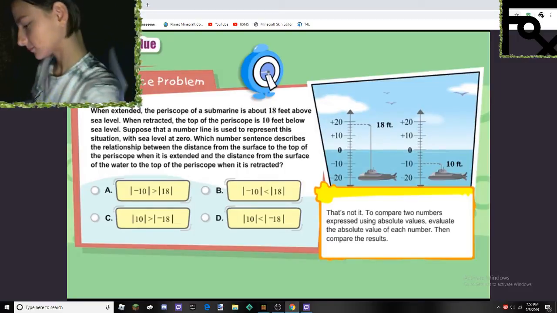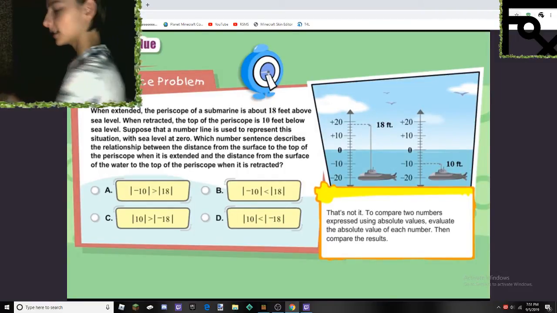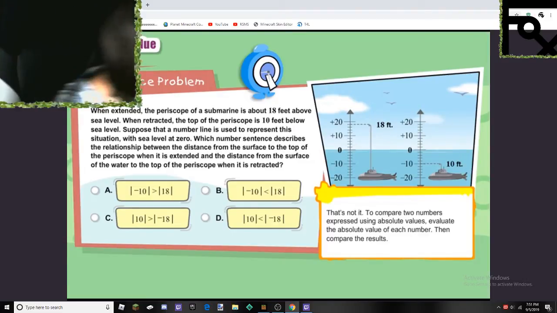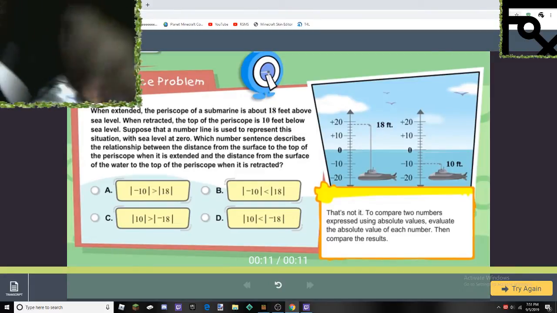That's not it. To compare two numbers expressed using absolute values, evaluate the absolute value of each number. Then compare the results. Turn around the camera. I'm gonna give you the answer. Dude, just go to the stream and put stuff in the chat. Or actually, hold on. I'll be right back. It's delayed. Okay, I'll be right back.